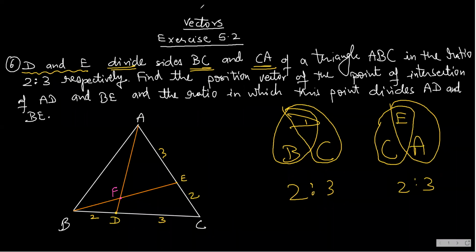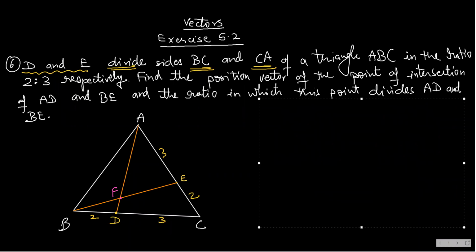See, how do I do it? I have to get the position vector of point F and the ratio in which this point divides AD and BE. You also have to find the ratio in which F divides segment AD and segment BE. That is, you have to find this ratio: AF upon DF, also BF upon EF. Okay, we have to get this ratio.